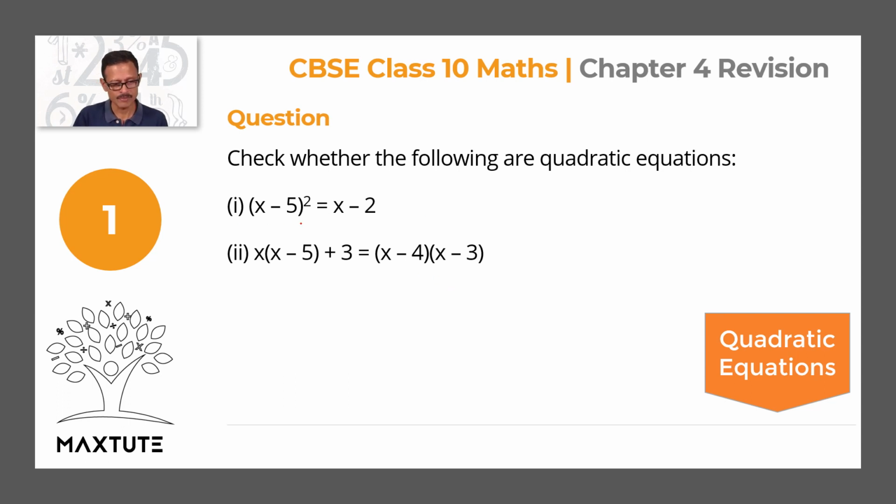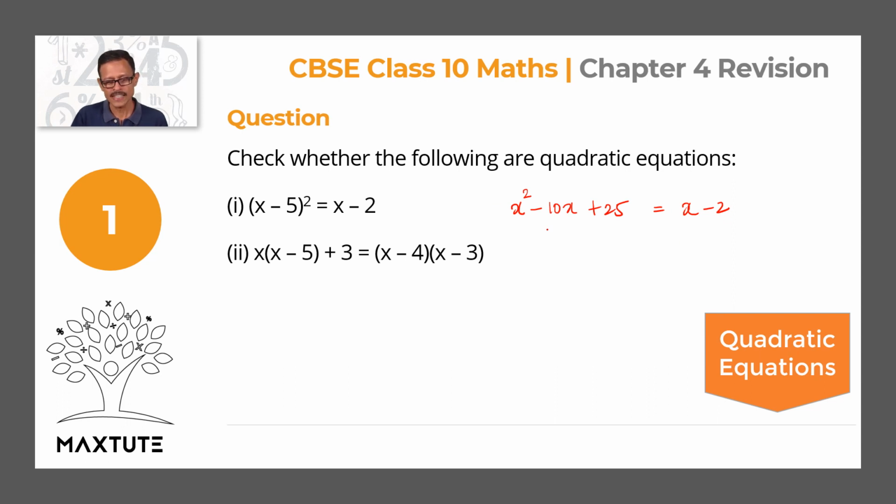Let's do that. For the first one, I'm expanding the left-hand side term. That leaves us with x square. It's the form a minus b the whole square, which is a square minus 2ab plus b square. So x square minus 2ab in this case will be 2 into 5 into 2, which is 10. So minus 10x plus b square, which is 25. This is equal to x minus 2.